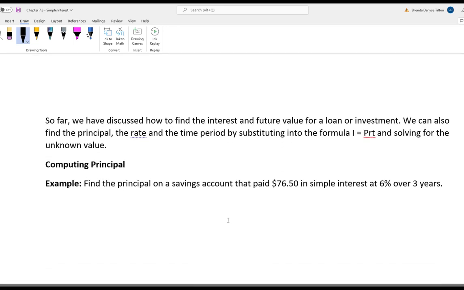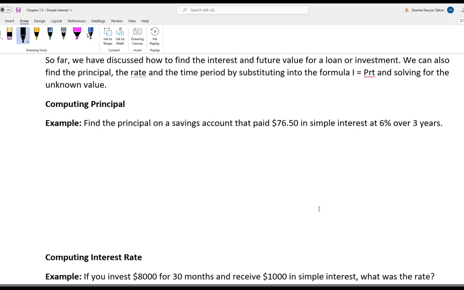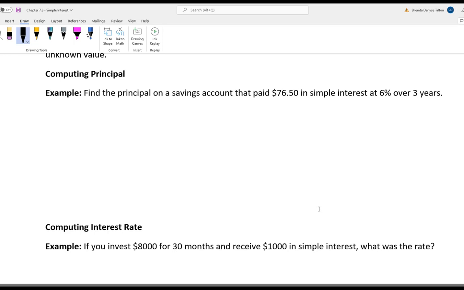So far we've discussed how to find the interest and future value for a loan or investment. We can also figure out the principal, the rate, or the time by substituting into the formula I is equal to P times R times T and solving for the unknown value. So in this problem, we're going to figure out P, the principal. We're going to find the principal on the savings account that pays $76.50 in simple interest at 6% over 3 years.